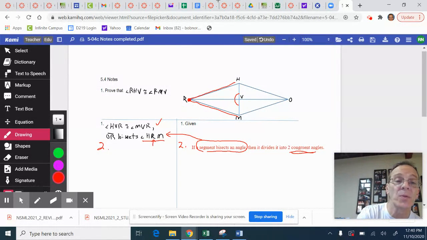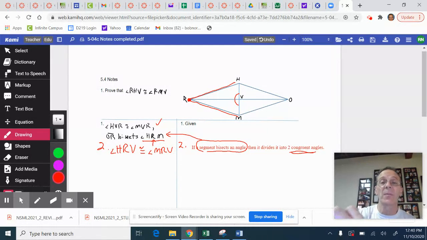And so those two new angles are angle HRV. We could also call it HRO. That would have to be congruent to angle MRV. We could also call that MRO. And now that we've stated those angles are congruent, we can put congruent angle marks in there.